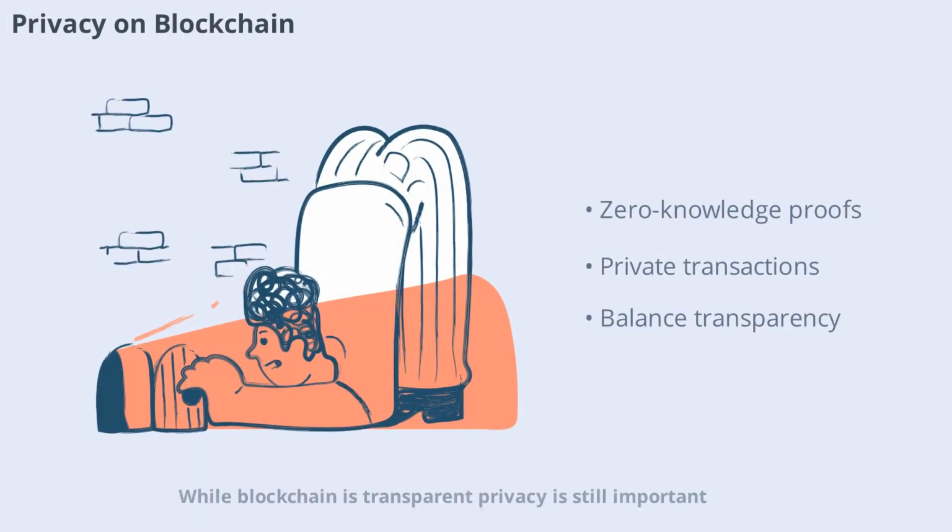While blockchain is transparent, privacy is still important. Techniques like zero-knowledge proofs and private transactions allow users to protect sensitive information while still benefiting from blockchain's security. Balancing transparency and privacy is a key challenge for developers and users alike.